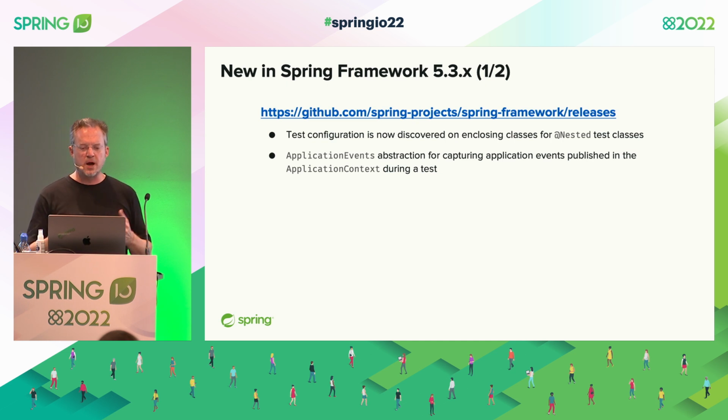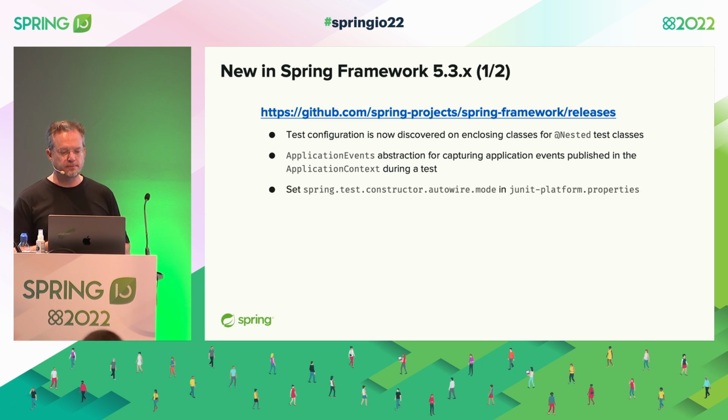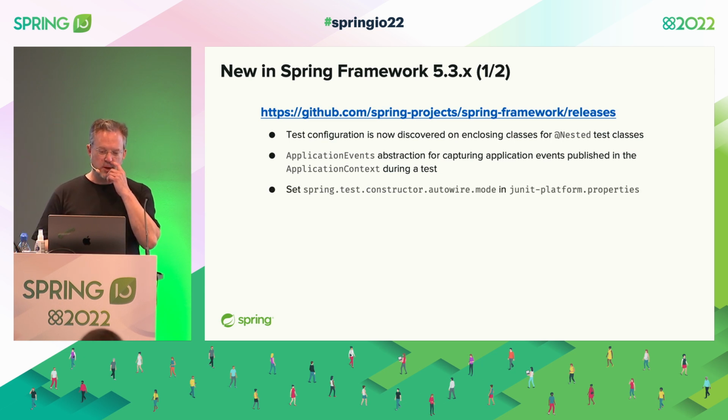So basically we have a new abstraction in the testing support for capturing all the application events that were fired while your test is running, and you can access those and base assertions on that. The other feature we have is we already had support for test constructor auto-wiring configuration, setting the auto-wire mode.